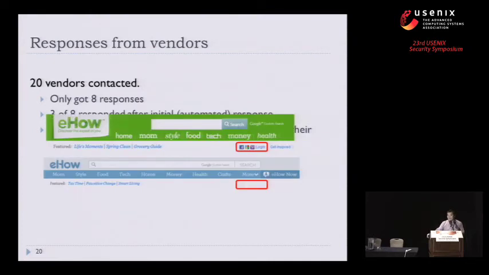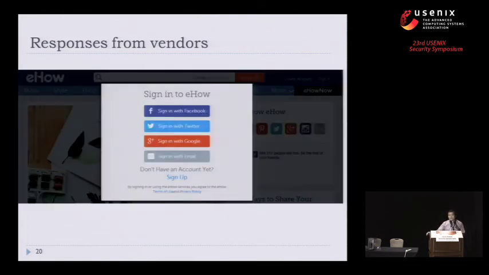As you can see in this screenshot, the top figure is what ehow.com looked like before, and later they removed the feature. We figured that their engineers probably didn't bother to understand what actually happened, so they just removed it. But I just checked yesterday. They've added the feature back, and guess what? It's still vulnerable. So there's nothing you can do about that.